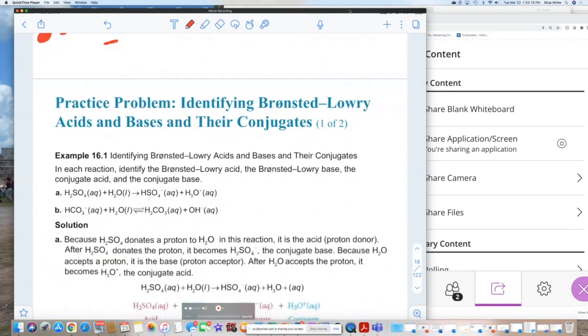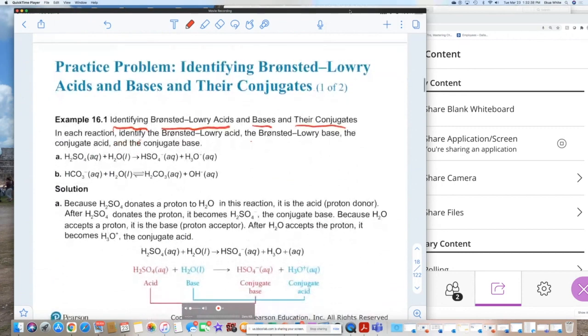Now, once you've seen all that, this part I'm about to end up on is saying identify Bronsted-Lowry acid and base and their conjugate in each reaction. Identify the Bronsted-Lowry acid, the Bronsted-Lowry base, the conjugate acid, and the conjugate base.